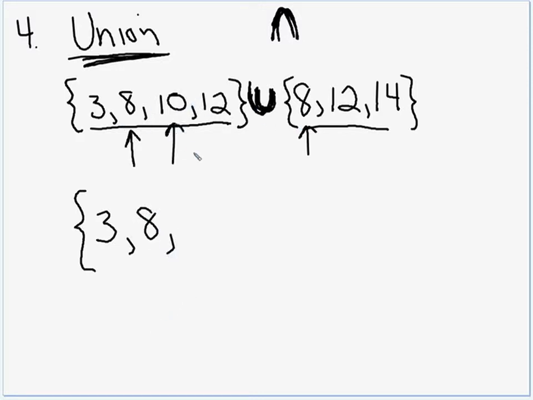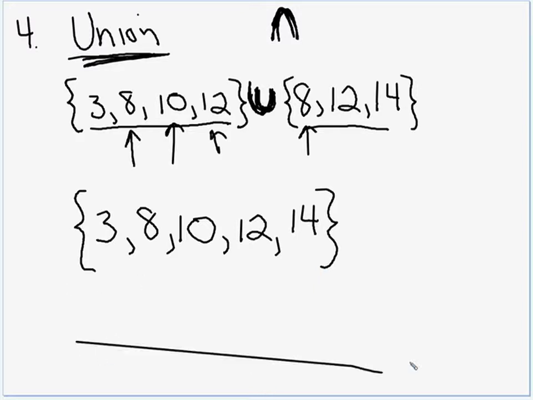And then we have 10 is next on the list. We got another repeater, a couple of 12s. We just got to write that once. And then we have 14 at the end, and we'll close that set off with a bracket. So there's our union. Again, do not write repeaters in there twice.